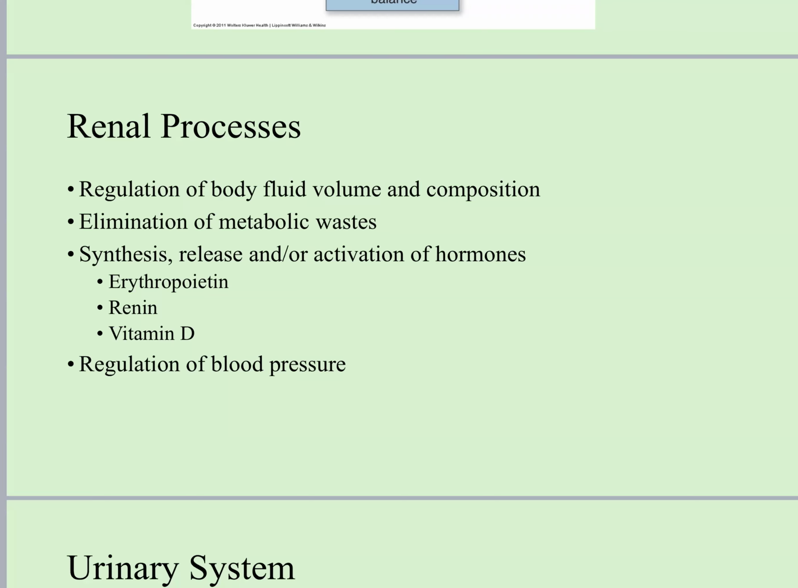The kidneys also play a part in the synthesis, release, and or activation of hormones. So specifically erythropoietin, which is needed for red blood cell production, renin. So remember we talked about the renin angiotensin aldosterone system and vitamin D. And remember that RAS system has a lot to do with the regulation of blood pressure. So the kidneys play a very important role.